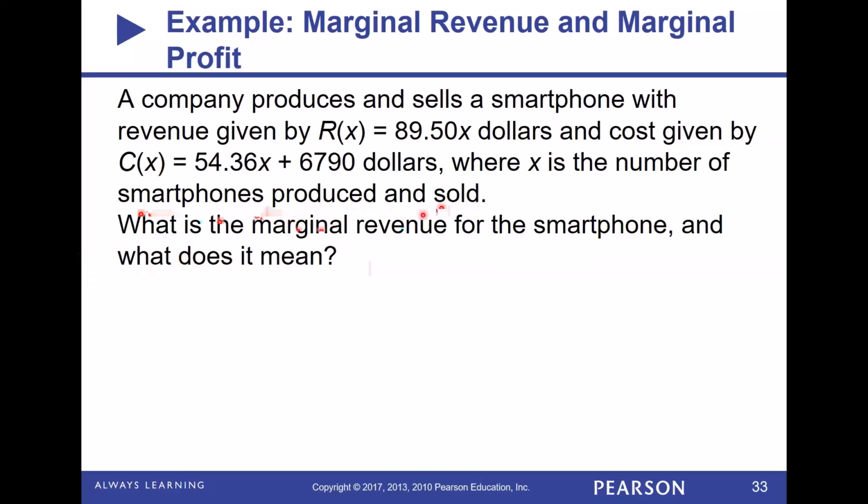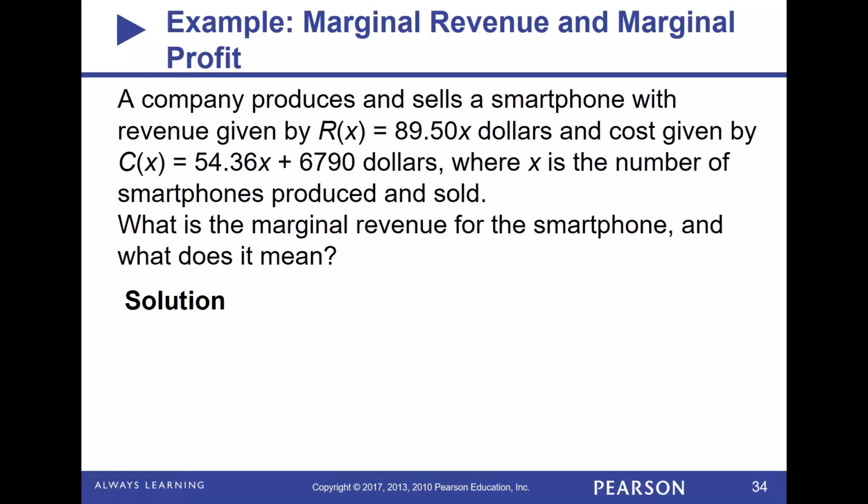Okay, so new word here, marginal revenue. We haven't really talked about that. So let's talk about marginal revenue. Okay, so first of all, it said the word revenue. So there was two formulas. There was a revenue and a cost. When I say the word revenue, that means I'm only referring to this one. I don't even care about the cost one.